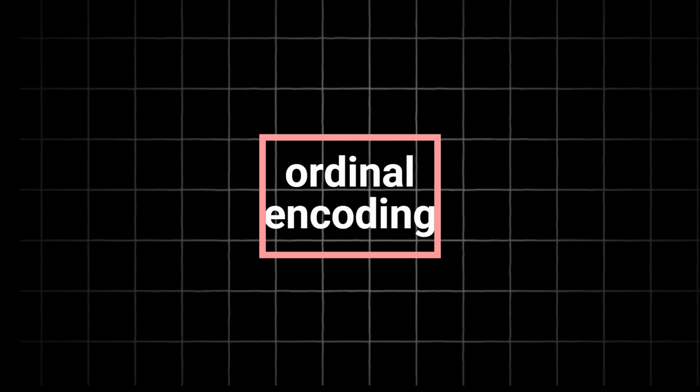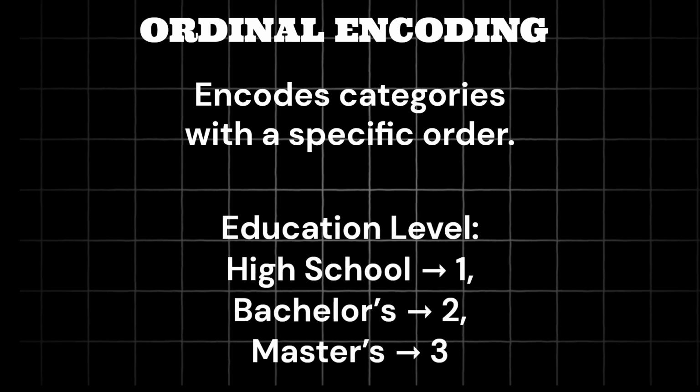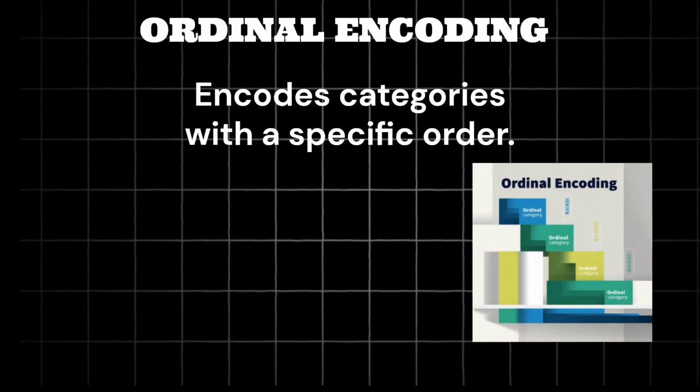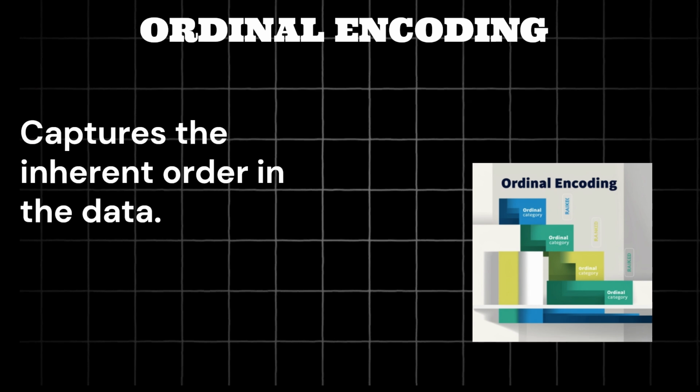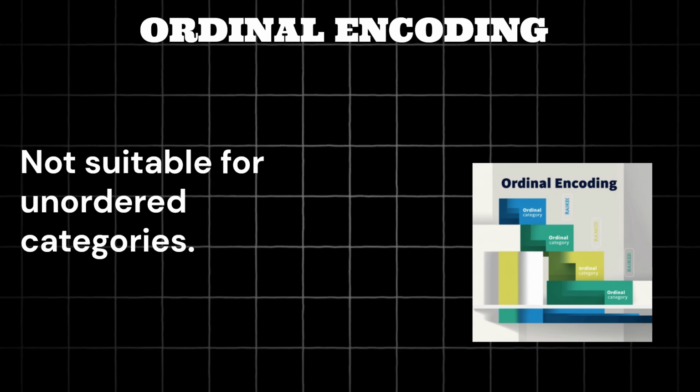Ordinal encoding is used when categories have a specific order or ranking. For example, consider a feature education level with categories high school, bachelor's, and master's. Here it makes sense to encode high school as 1, bachelor's as 2, and master's as 3 because there is a natural progression in levels of education. This method is particularly useful when order matters, like in survey responses where options range from strongly disagree to strongly agree. But remember, ordinal encoding should only be used when there is a genuine ranking or general order involved.